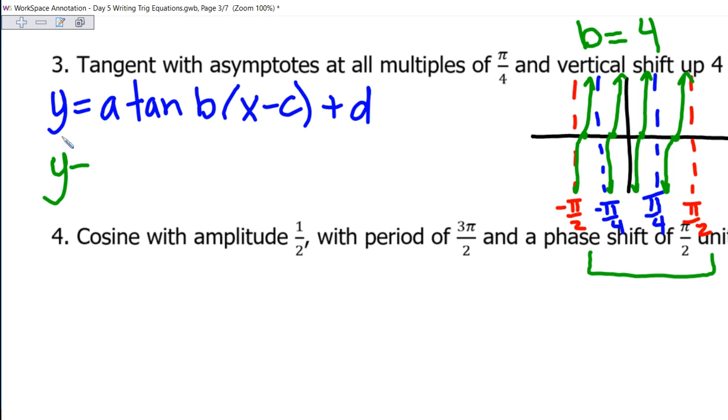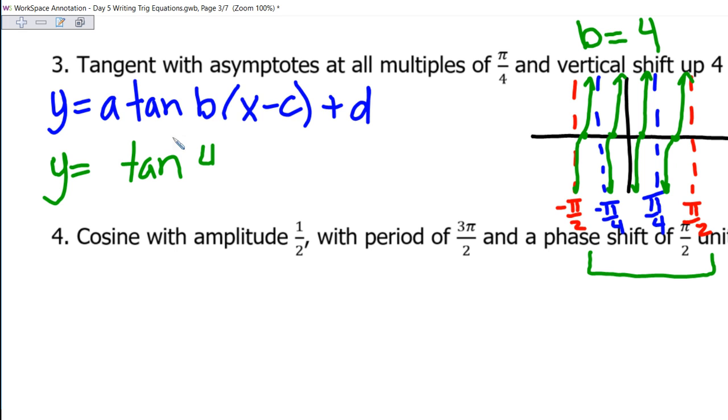It's going to be y equals A. Is there a stretch or a shrink? No. Did it reflect over the x-axis? No. So the A value is 1. Then we'll have tangent. Here our B value is 4. We have 4 cycles of the tangent function from negative pi over 2 to positive pi over 2.